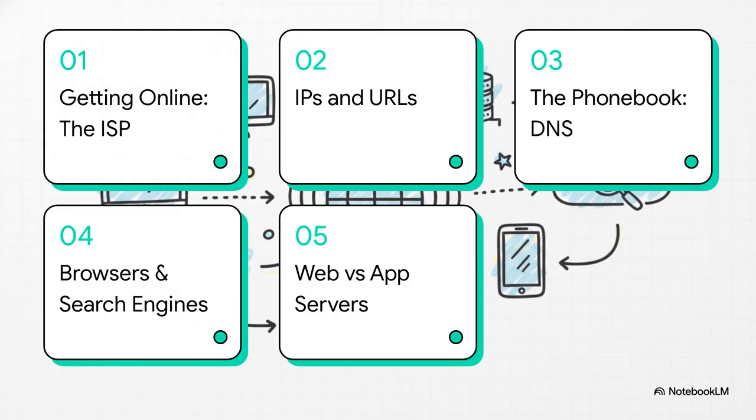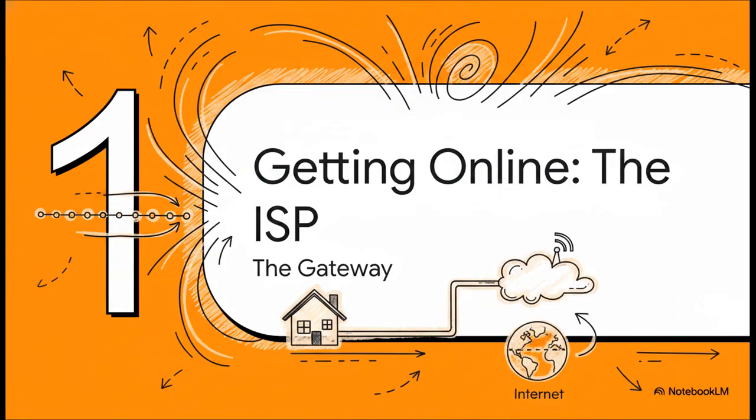To figure this out, we'll trace a single click across 5 key milestones. We've got getting online via the ISP, finding destinations with IPs and URLs, the Internet Phone Book known as DNS, browsers and search engines, and finally, web servers versus application servers. All right, let's kick things off with milestone number 1, getting online, and the role of the ISP.